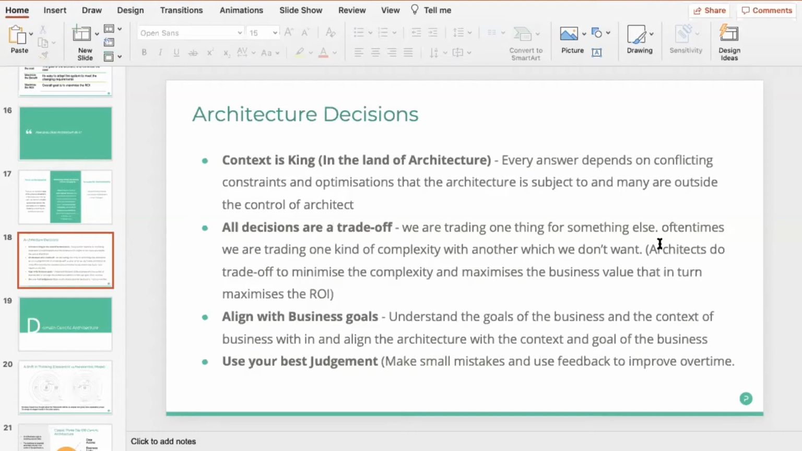If you approach an architect and ask whether something is right or not, he always says, well, it depends, right? We never say, as per this principle and practice, this is right, because something that is right in a particular context might not be right in a different context. So in the space of architecture, context is always king. And the second thing is all decisions are trade-offs.